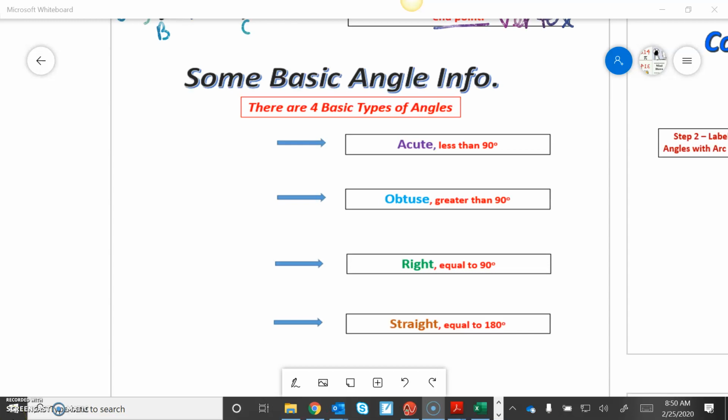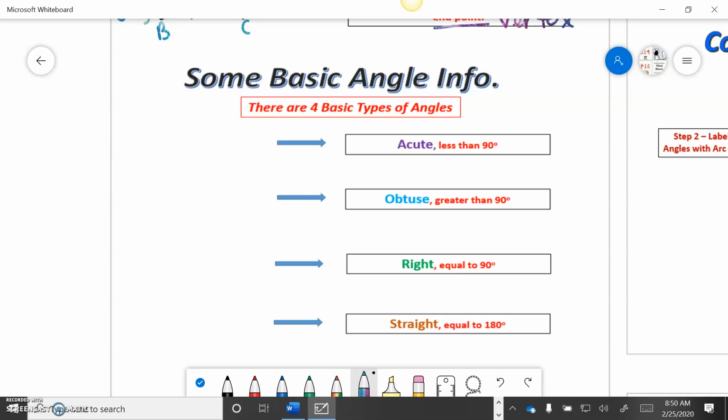Our next set is going to be talking about some different angles. So we have four technically different types of angles. We have an acute angle. This is an acute little angle, an angle that is in fact less than 90 degrees.